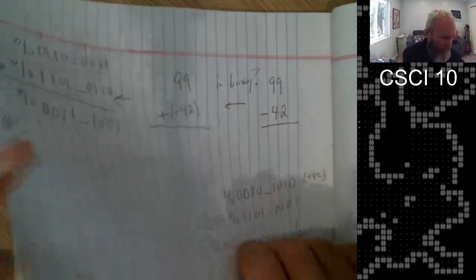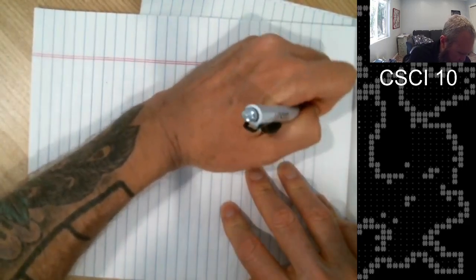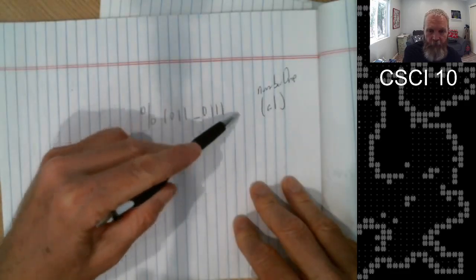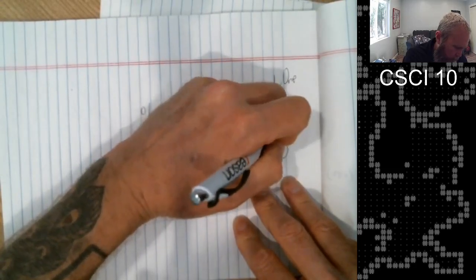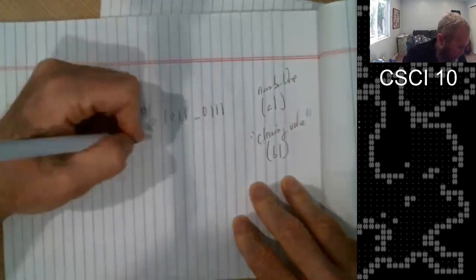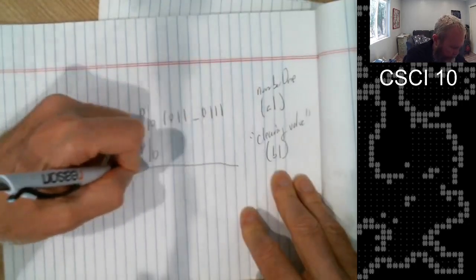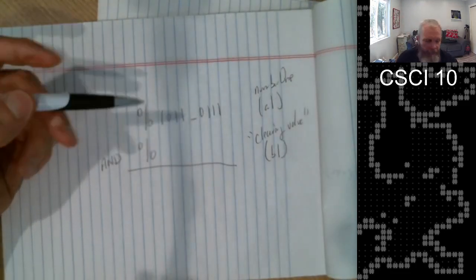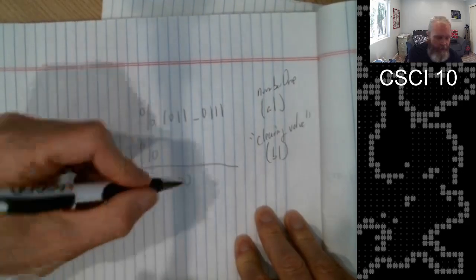Let me do a quick picture of what we're doing. So we're going to put some bits. We don't know what they are. It doesn't really matter. So the first step is we're going to put some bits in AL. The second step is we're going to put our clearing value into BL. So a clearing value means, and what it tells me I want is to zero out the upper nibble of this value.